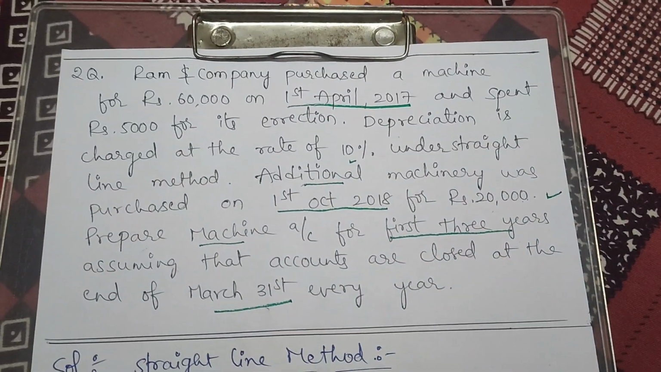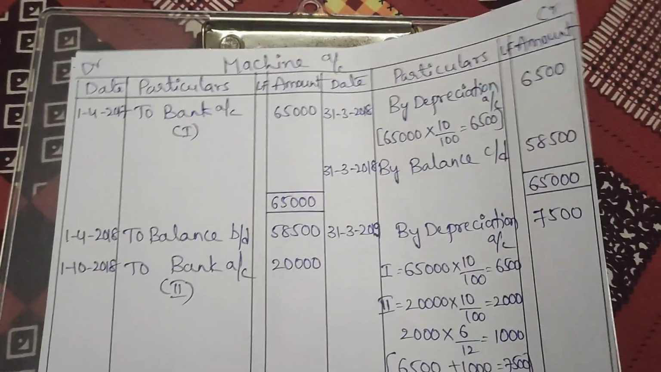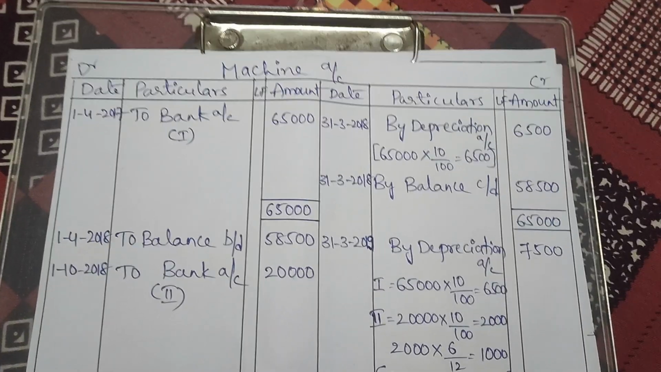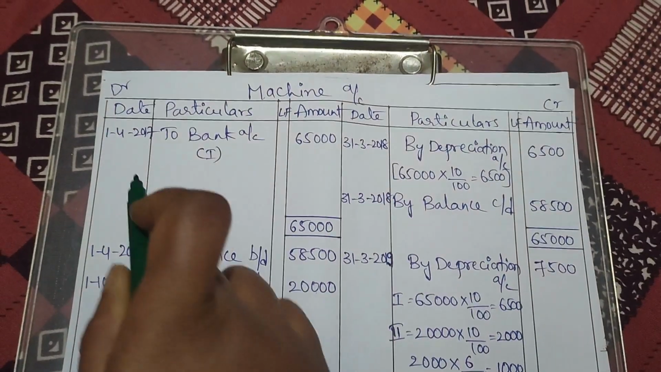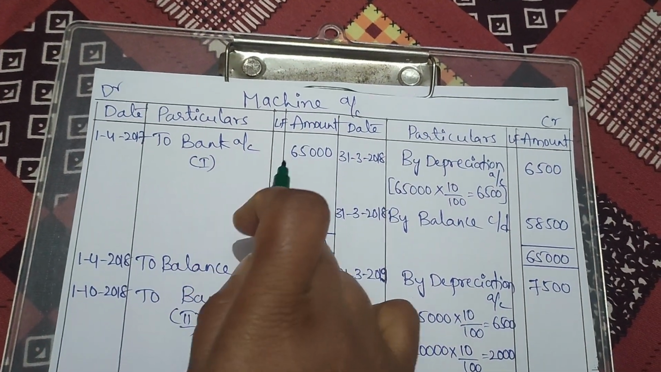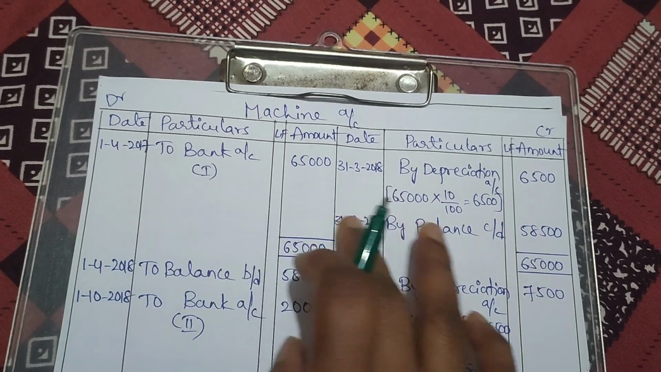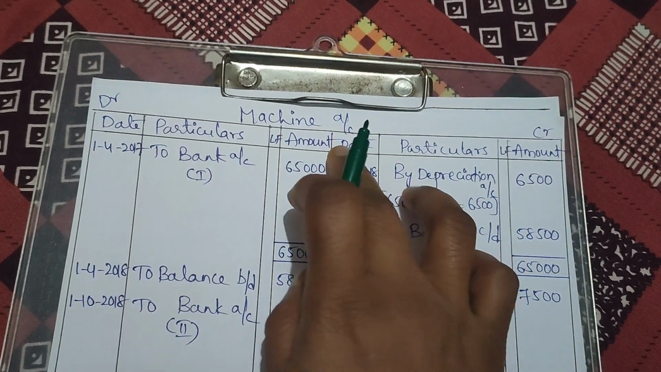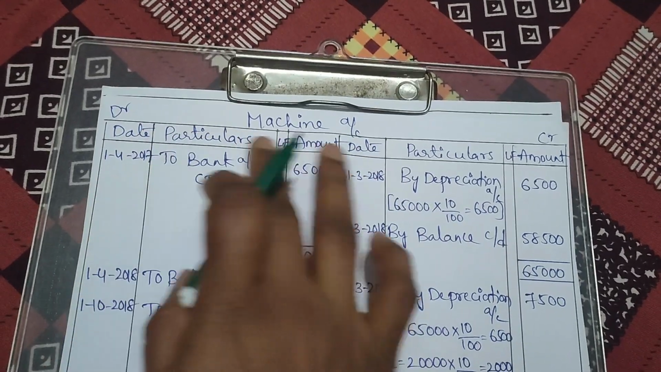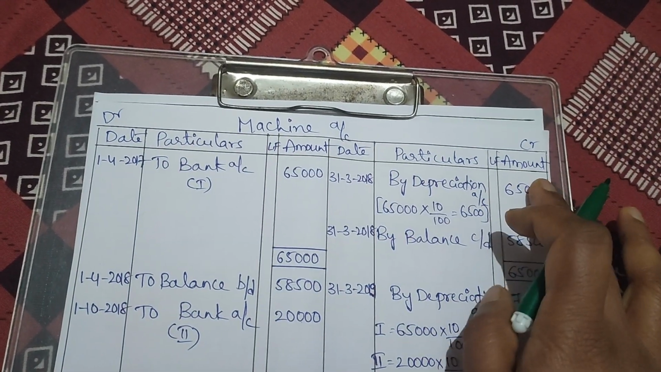So let us do the problem. I already told you all how to prepare asset account in the previous class. So here columns are ready. Date, particulars, LF, amount. This is the debit side till here. And again the credit side starts with the same columns: Date, particulars, LF, amount. Credit.